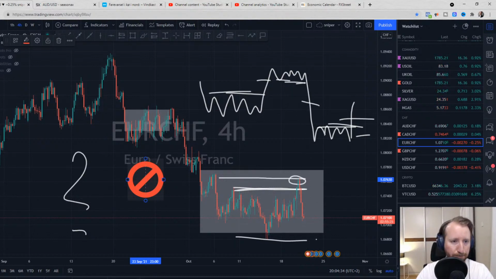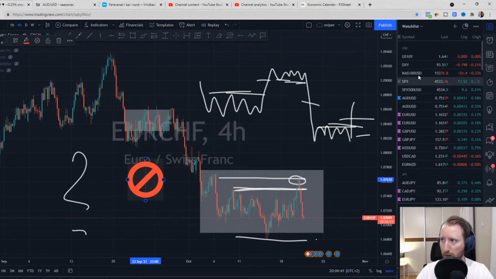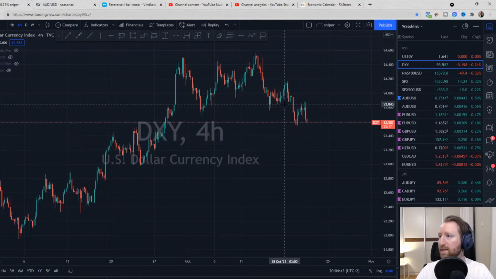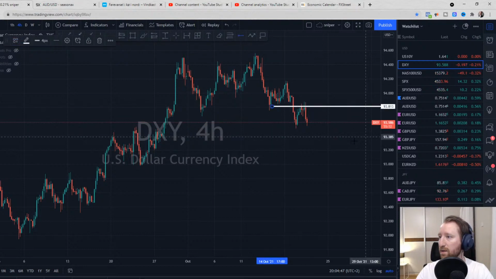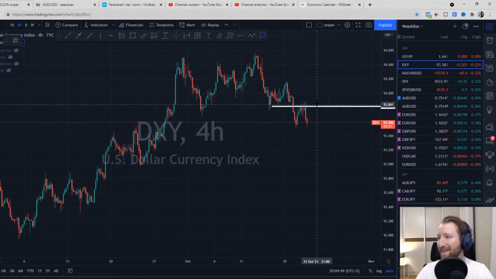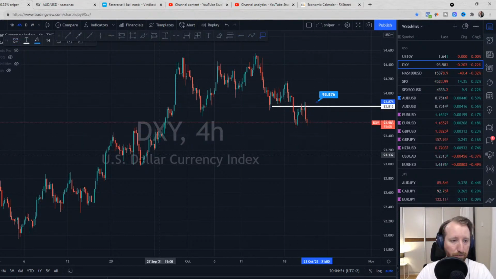What is the confirmation signal for DXY reversal? A higher high. Straightforward. If it breaks above this price here, say 93.80 something, give or take.